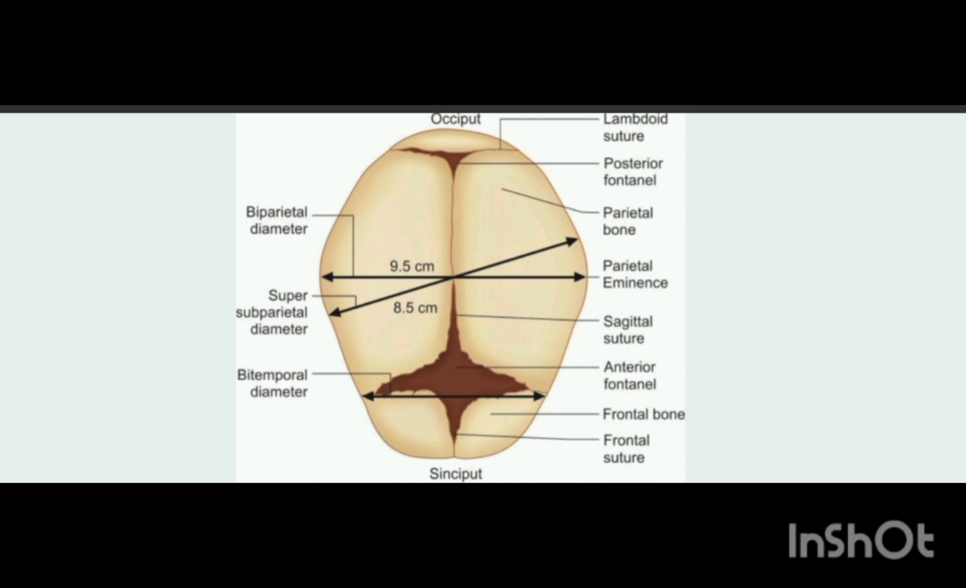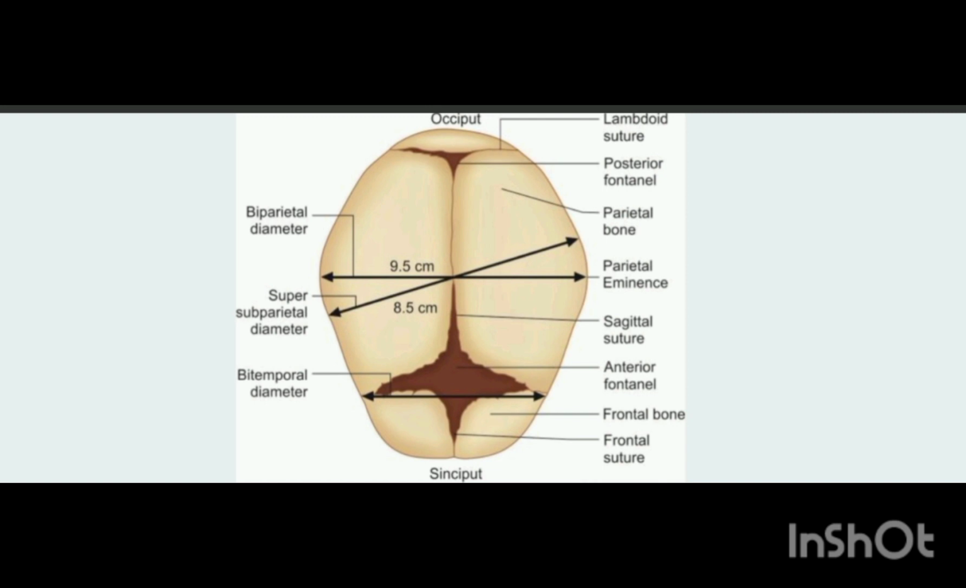Biparietal diameter we have to measure from one parietal eminence to the other parietal bone's eminence. This is called the biparietal diameter. So it measures about 9.5 centimeters.